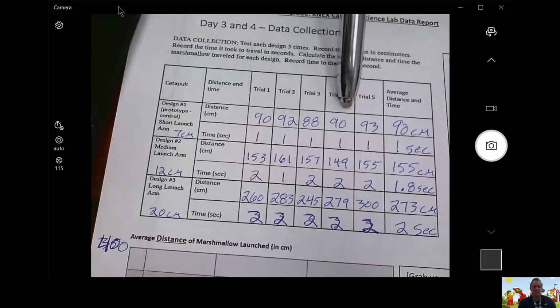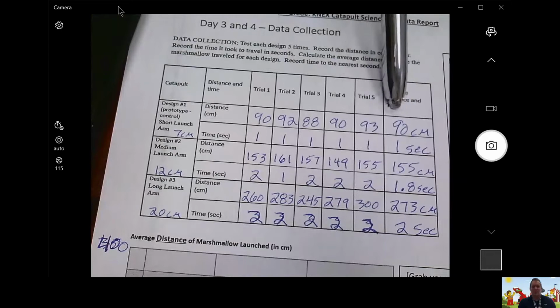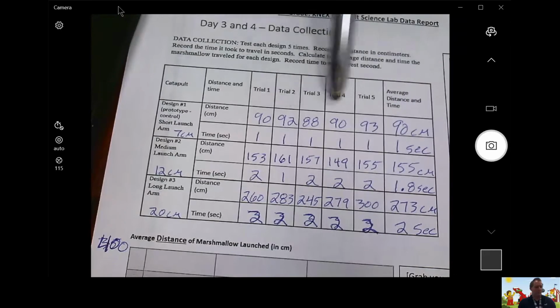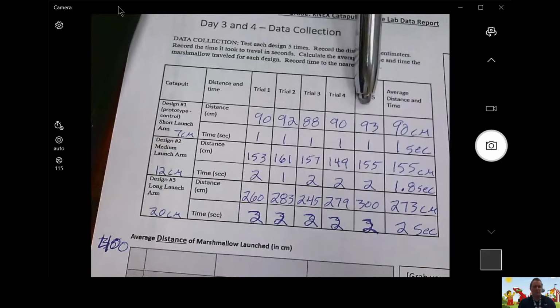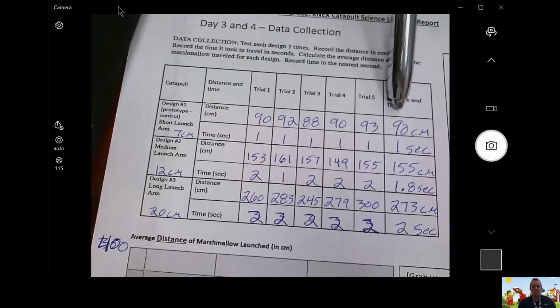So I took my 5 numbers here, and then I have my average. How did I get my average? I added the 5 numbers up. I had 5 numbers, I added and got that total. And then I divided by 5 because I had 5 trials. So you add your numbers, you get that total, and then divide by 5. So my average is 90. It went an average distance of 90.